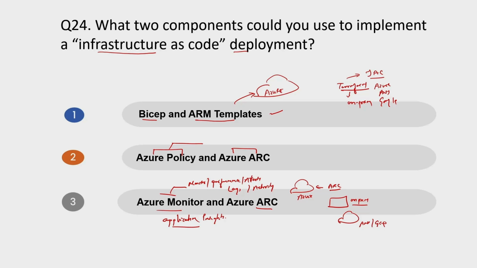So Azure Policy and Azure Arc, this is a wrong answer. Azure Monitor and Azure Arc, this is also a wrong answer. Bicep and ARM template is the infrastructure as code which we can use to deploy resources onto the Azure cloud.